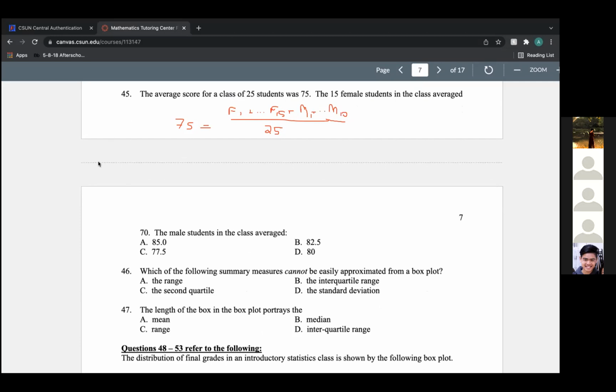Okay, now the 15 female students averaged 70. So 70 is equal to the sum of the 15 females divided by 15. So that second equation allows me to calculate the sum of the 15 females. This part here, the sum of the 15 females, that's just 1,050. I just did the math on my calculator, and that's just 1,050. So if I do 75 times 25, 1,875, and subtract off 1,050, that tells me that the males must be the other 825. And because the males add to 825 and there's 10 of them, their average is 82.5. So the answer is in fact B. My intuition was correct.